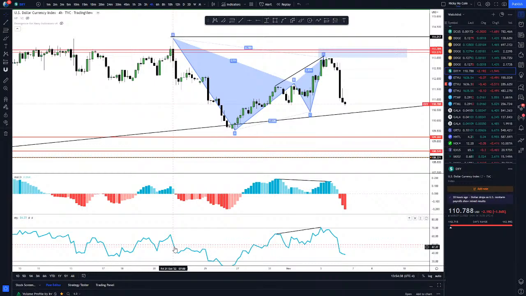See how you broke below the 50 right here, right at the top. Look what happened after that. It just nuked, right? You break above this 50, look what happened. We hold above the 50 and we're just pumping up.